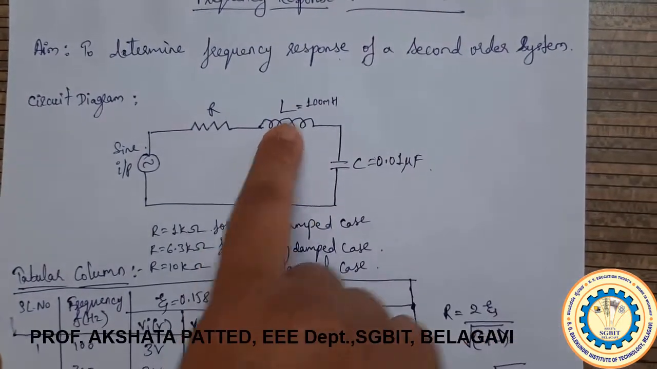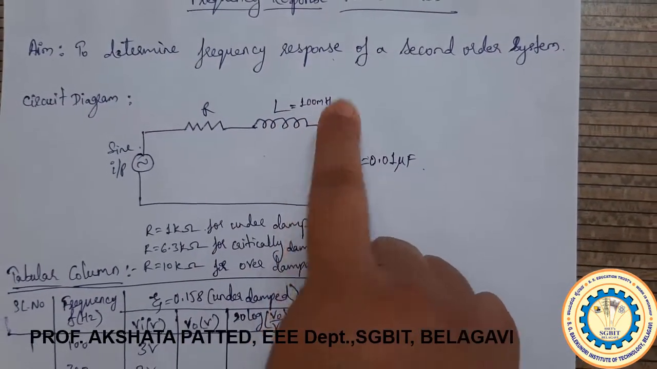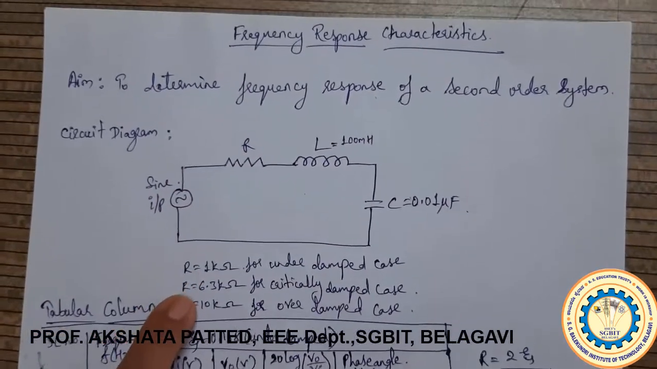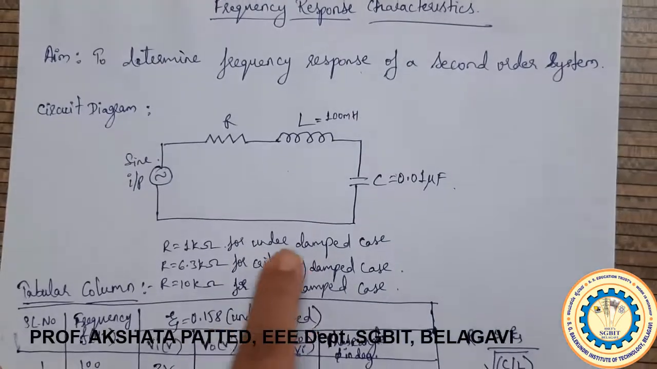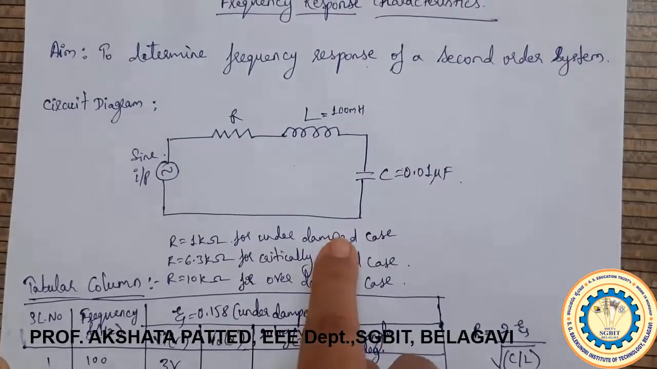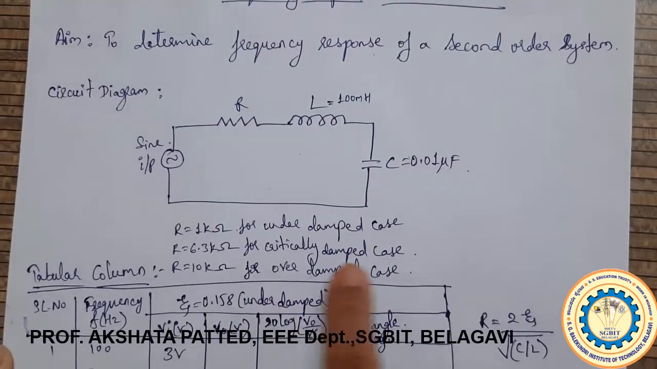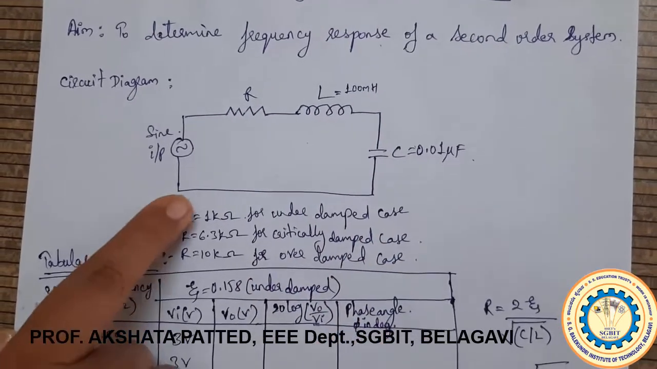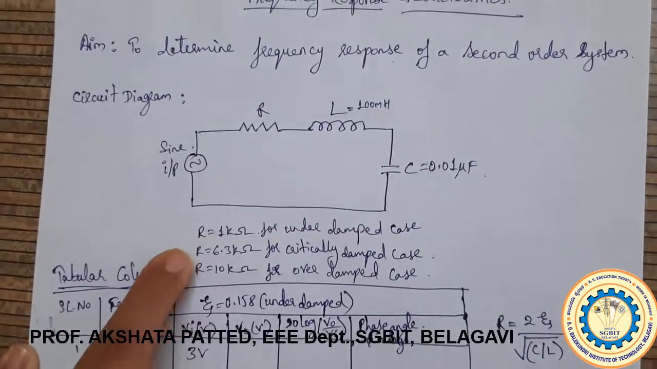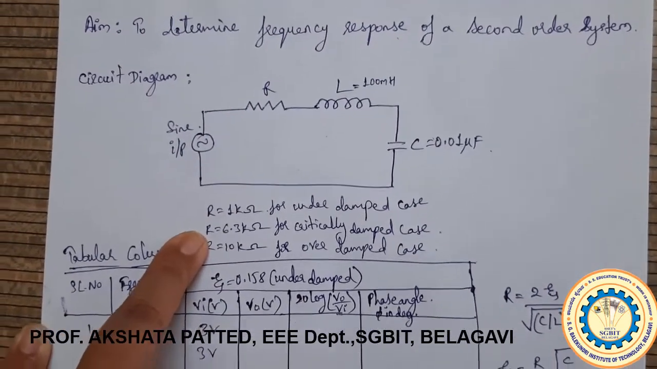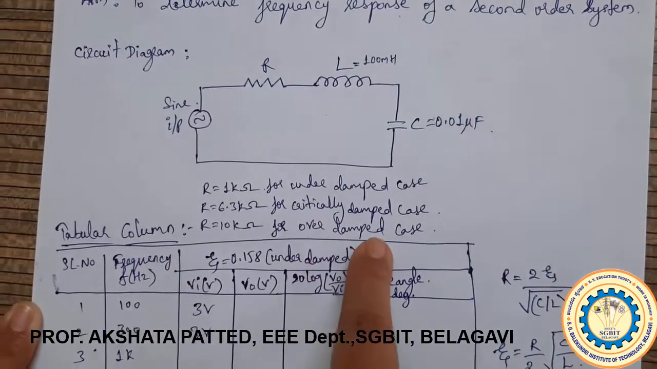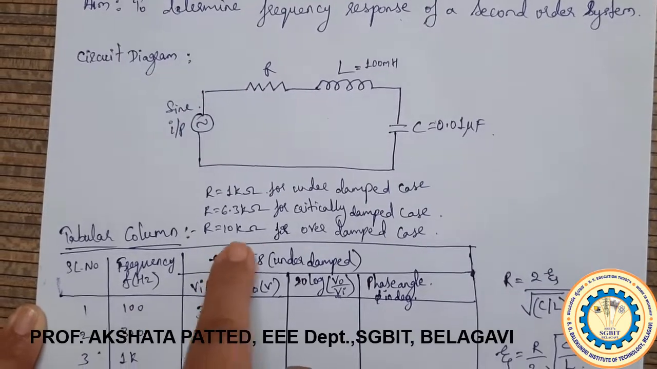The inductance value is 100 millihenry, and for resistance we are taking different values here, depending on the damping cases, that is underdamped, critically damped and overdamped. For underdamped, the resistor value is 1 kilo ohm, for the critically damped case the resistor value is 6.3 kilo ohm, and for the overdamped case the resistor value is 10 kilo ohm.